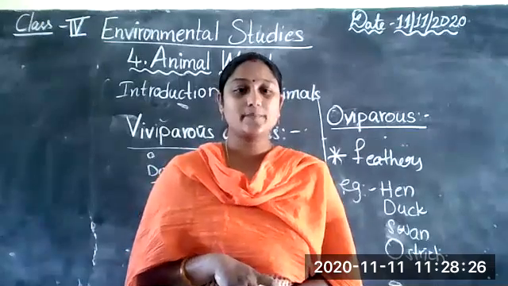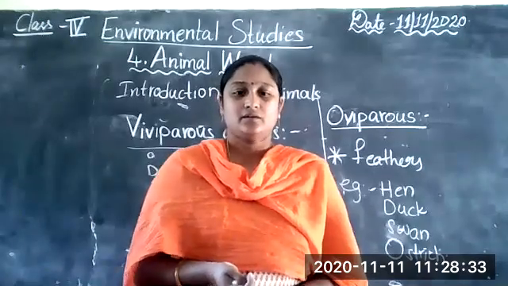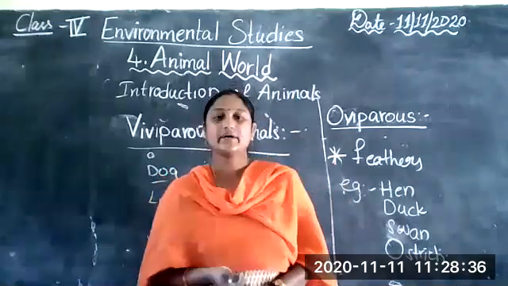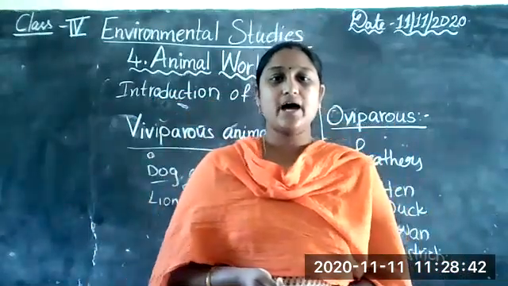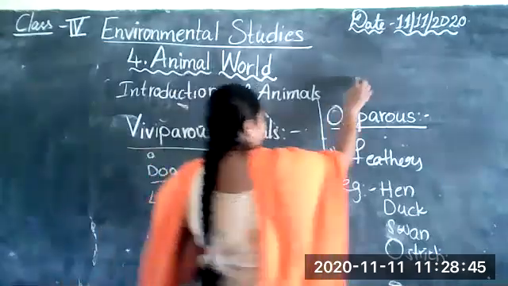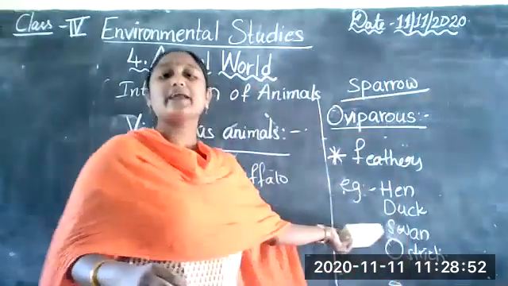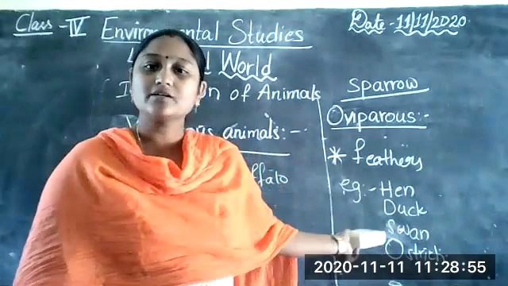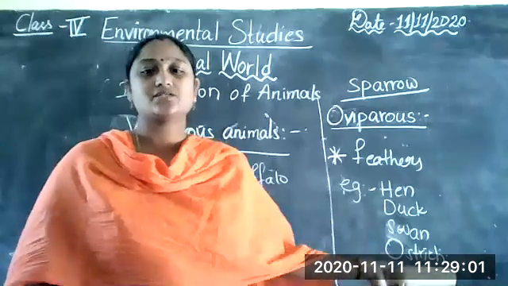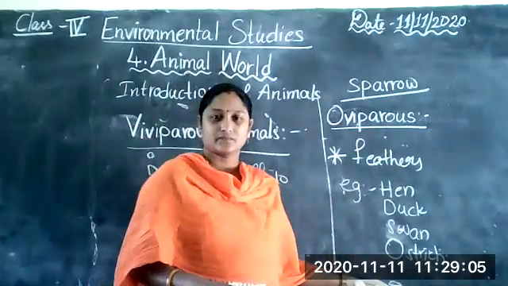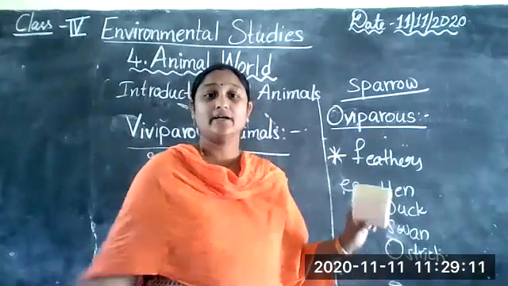If you have any doubts in this topic, please raise your hand on your mobile. Sparrow, very good, but you made a mistake in the sparrow spelling. Sparrow. So all the birds are oviparous animals. Your hen, duck, swan, these are all birds. And lizard also lays eggs, incubates them and gets young ones.